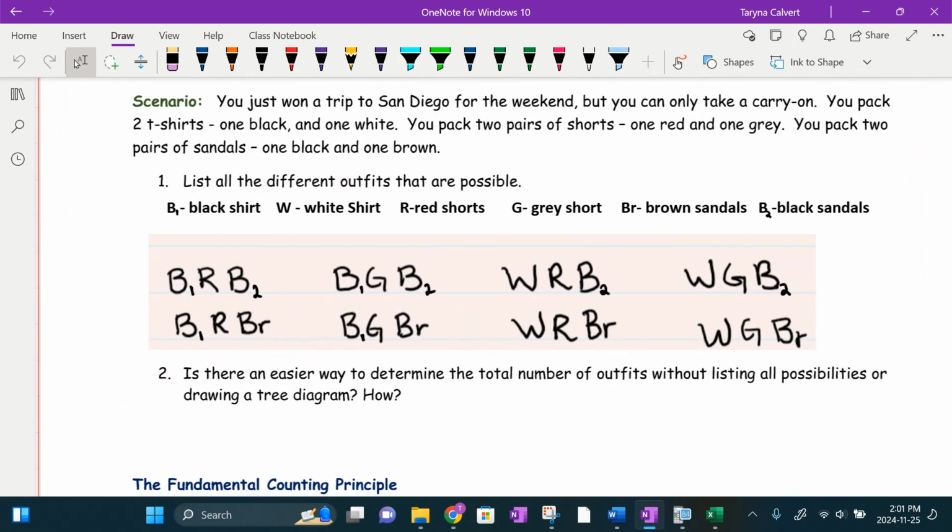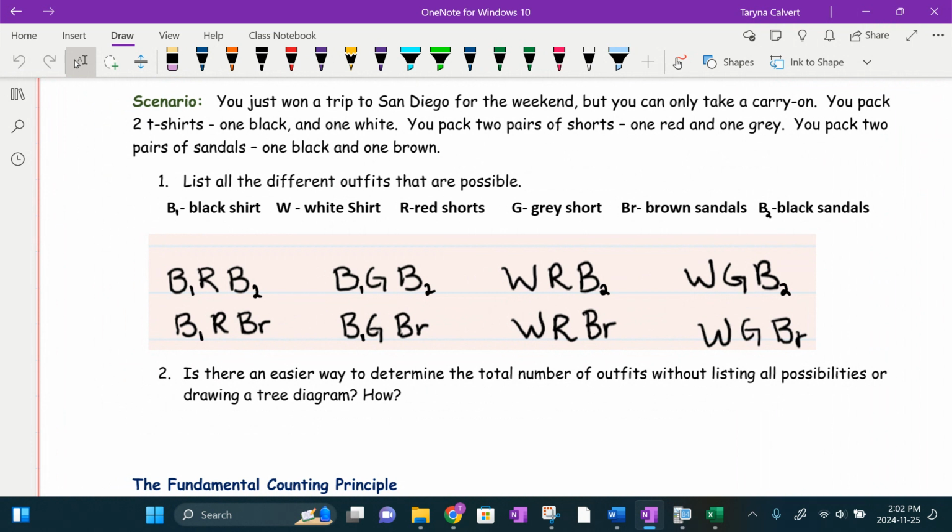Okay, so again, can you visualize how you can get all the different possible outfits? Yes, because there's not that many options for the outfits, okay? But do you see how this could be a really big problem? Yes. So there obviously has to be an easier way to figure out how many possibilities for outfits there are.